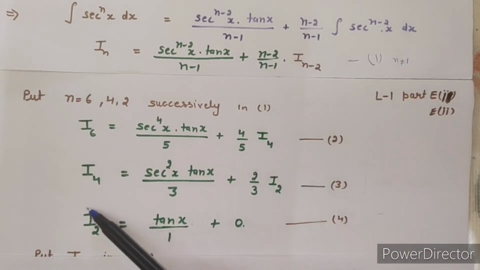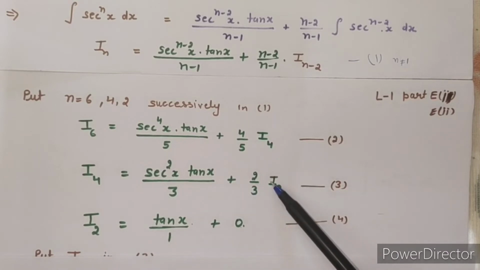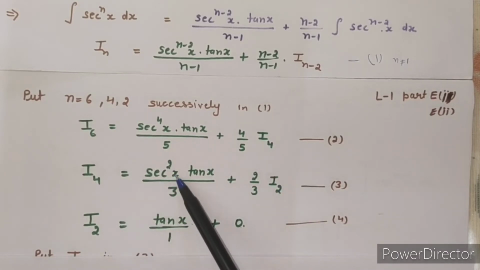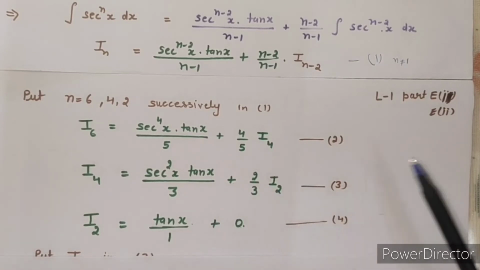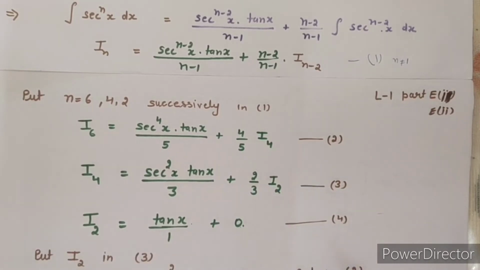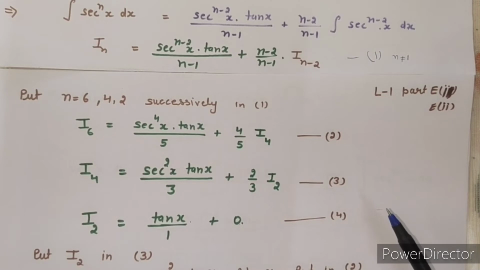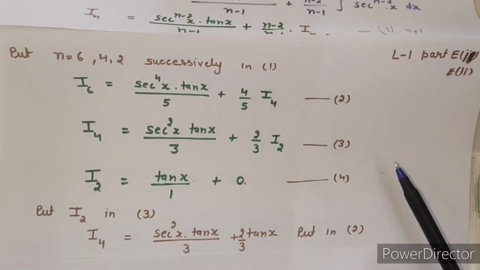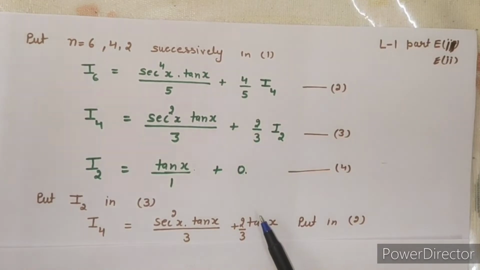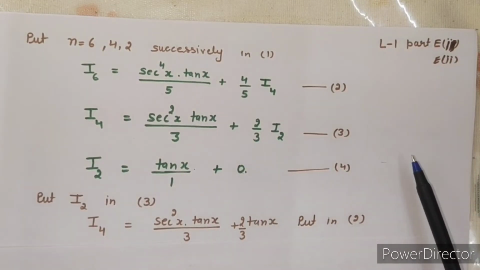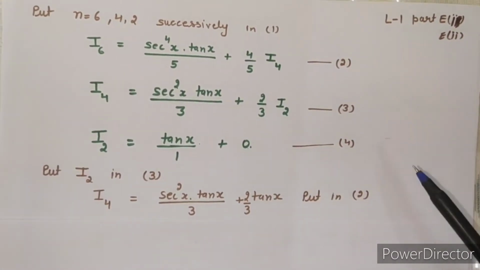Now I am putting this I2 in this equation. So I4 is equal to secant square x tangent x upon 3 plus 2 by 3 tangent x. So this term is my I4. Now I am putting I4 in equation number 2 to get the I6.